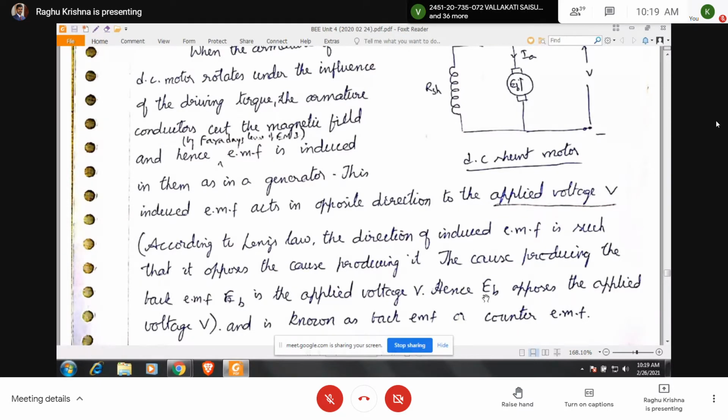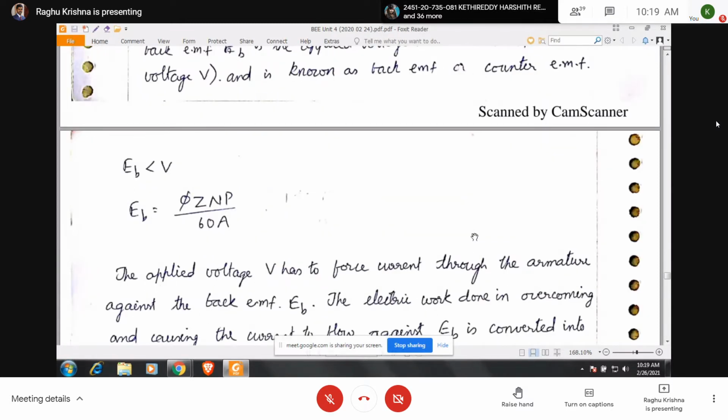EMF is induced in the conductor when the conductor cuts the magnetic field, like a generator. That induced EMF is opposite to the cause as per Lenz's law. The cause is the applied voltage V. Hence EB opposes the applied voltage and is known as back EMF or counter EMF. It is represented with EB. EB means back EMF. B stands for back, E stands for induced EMF.